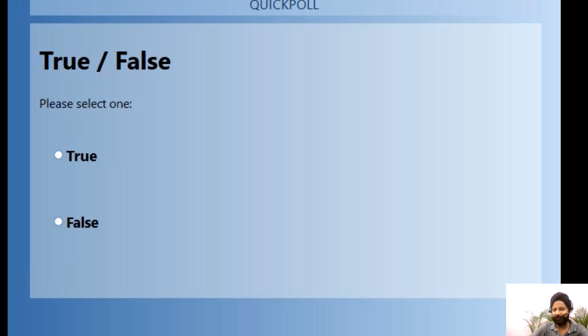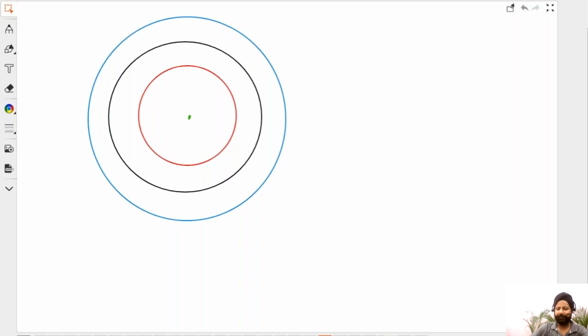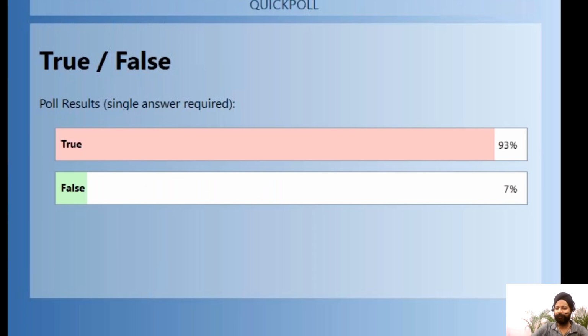Oh, screen isn't visible, sorry. Okay, my bad. Sorry. Okay, this is the result I saw. Like 7% students said could not understand. Couple of them wrote it on the chat box that please revise.